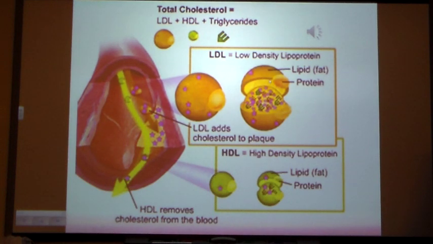But LDL is the kind that has the tendency to cling onto the walls of your arteries, and then trigger blockage and atherosclerosis, the hardening of your arteries, and can increase the chance of getting heart attacks. So this is why LDL is bad for you.